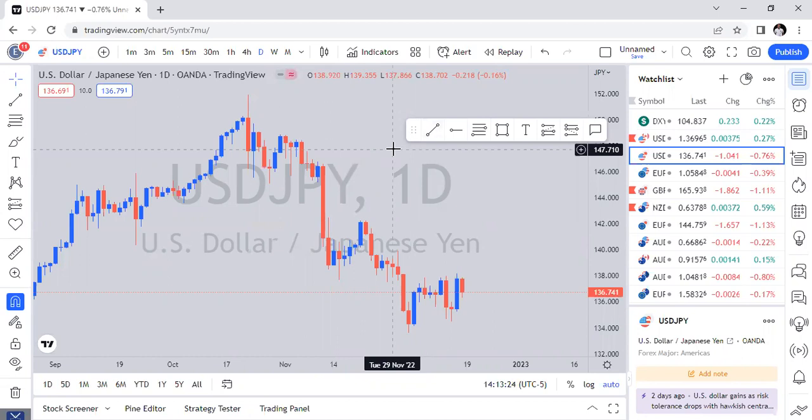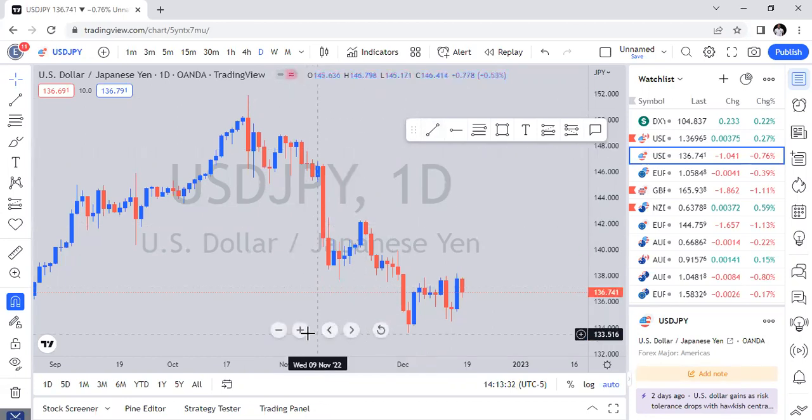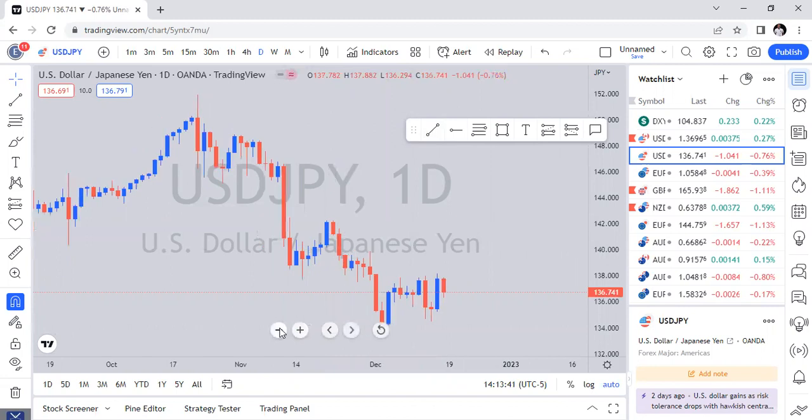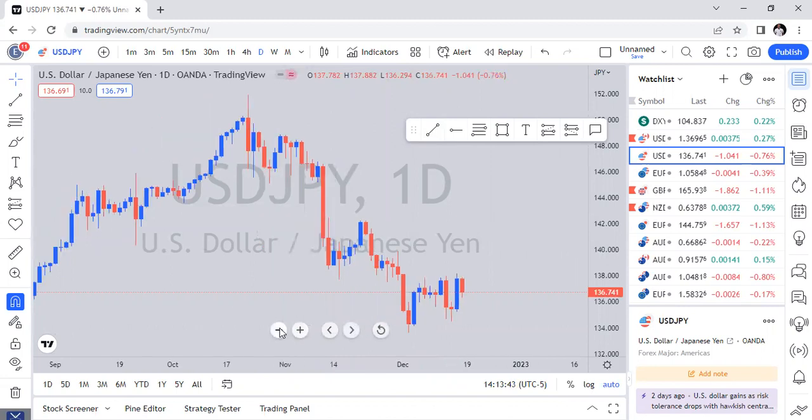Like in our previous classes, this is where sometimes new traders miss it. The candles I am looking at currently are daily candles. It means that each of these candles takes one entire day to form.